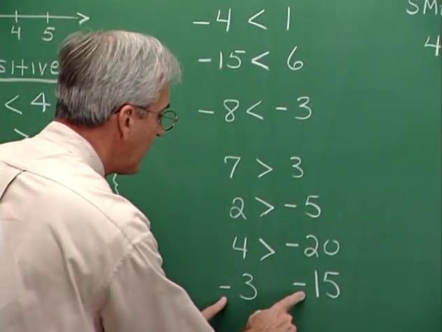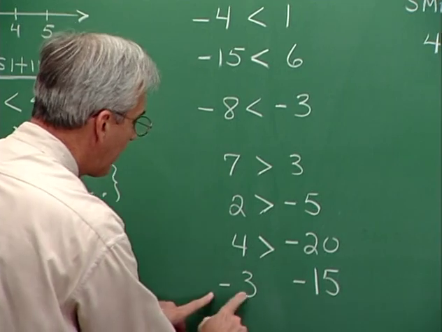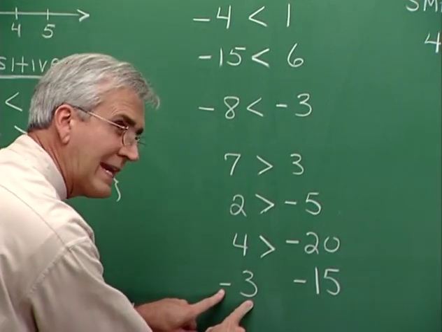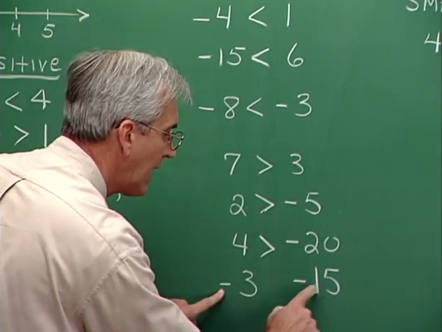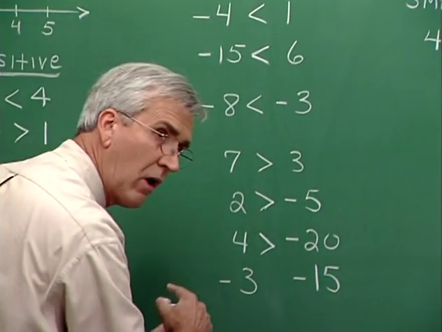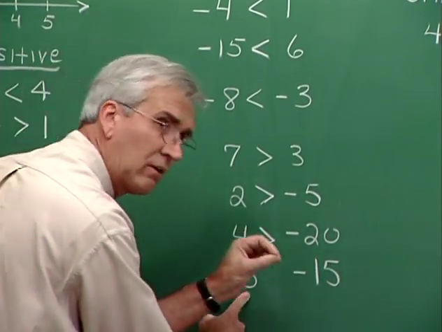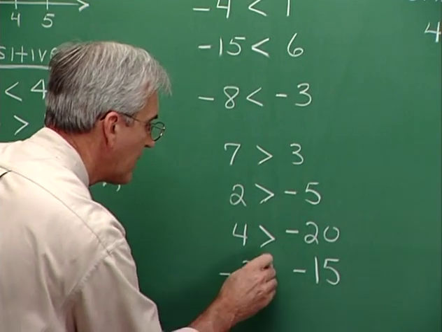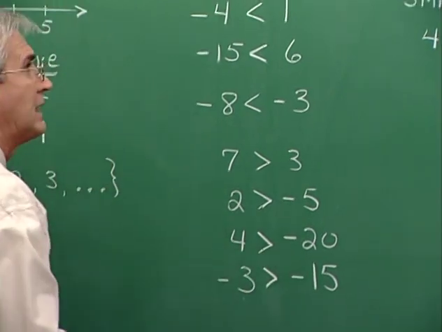Here we have two negative numbers. Now let's see. -3 lies to the right of -15. -15 is farther to the left, so it's smaller. And therefore -3 is bigger, the larger of the two numbers. So -3 is greater than -15.